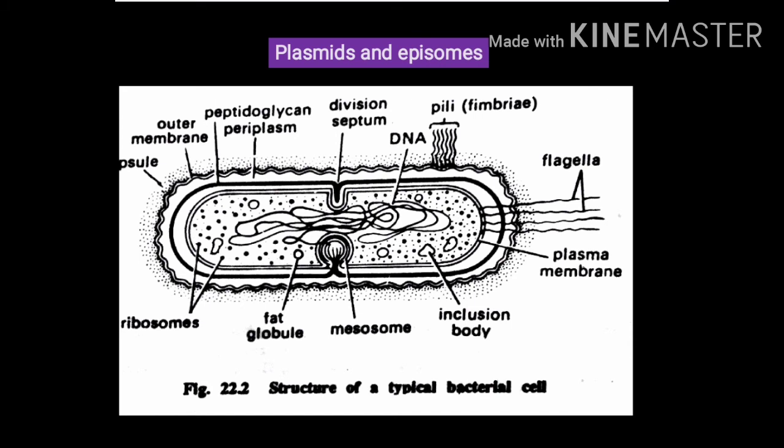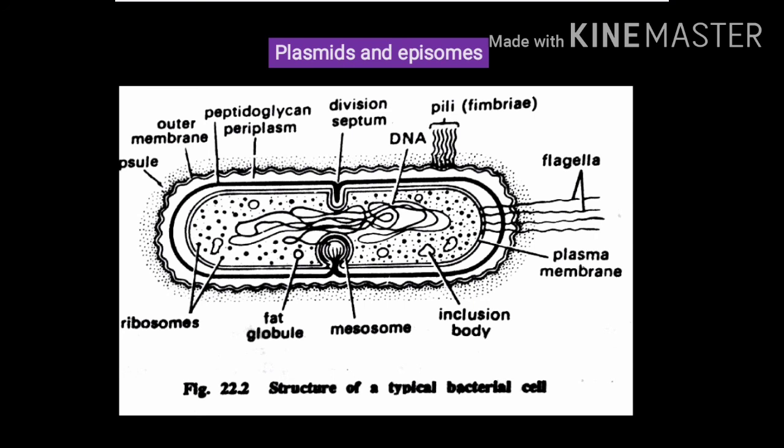After completing nuclear material, there is another part, the plasmids and episomes. Some bacteria also possess some extra nuclear genetic elements made up of DNA. These cytoplasmic carriers of genetic information are called plasmids or episomes. When an extrachromosomal genetic element consisting of DNA is situated in the cytoplasm in a free state and reproduces autonomously, it is called a plasmid.